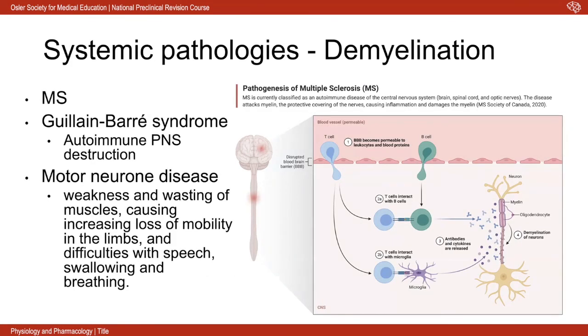Now, moving on to systemic pathologies. In the previous slide, we considered damage at the level of a single nerve or select nerves owing to trauma, etc. But it's important to consider more systemic disorders affecting nerves as well. So in multiple sclerosis and Guillain-Barré syndrome, myelin is progressively lost as a result of autoimmune attack.